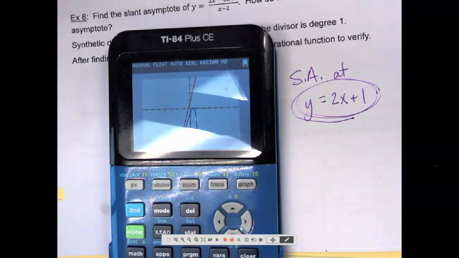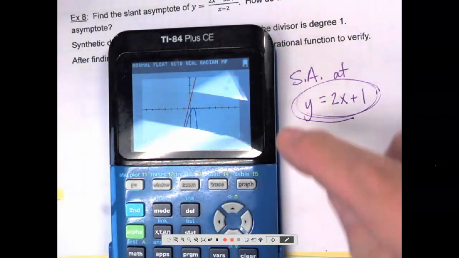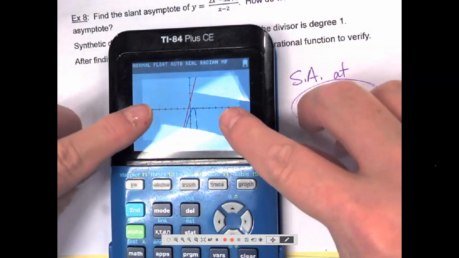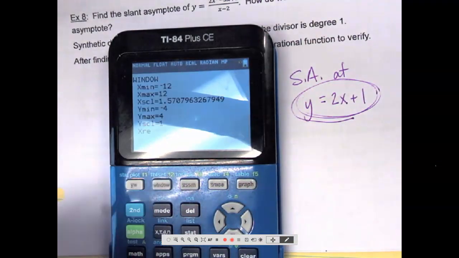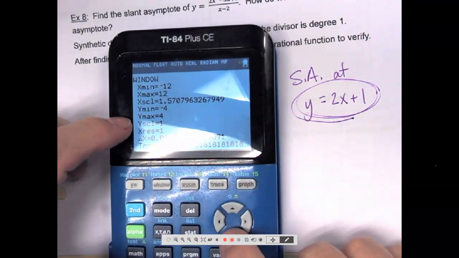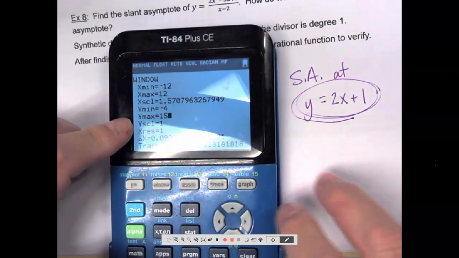I wonder, I bet you there's another curve further up. Okay, so you can zoom out. I'm not a huge fan of zooming out because I don't think I need to see further out this way. So I'm going to go to my window and I want to see higher. That's all I want to change. So I'm going to change that y max. I'm going to try like 15.